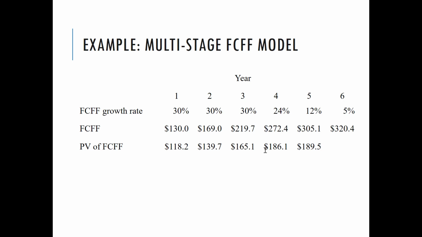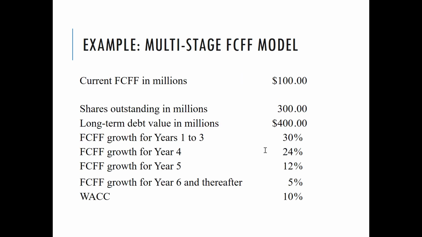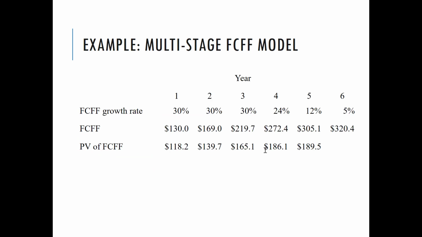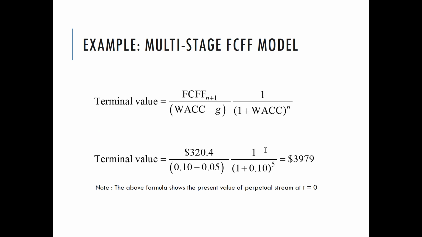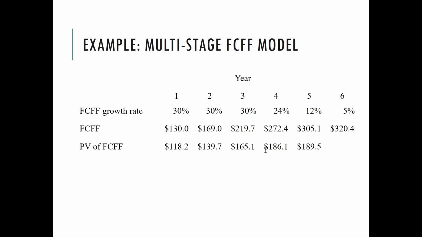You then discount them back to the present period, present value, by taking the free cash flow divided by 1 plus the WACC, which is 0.1. So it's going to be 1.1 to the power of 1 in year 1, to the power of 2 in year 2, and so on. I know some of you haven't done fundamentals of finance for a while, but that's your discount rate formula.